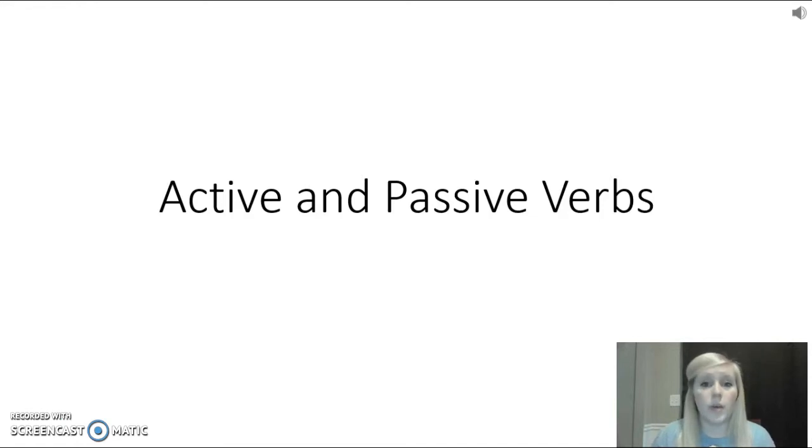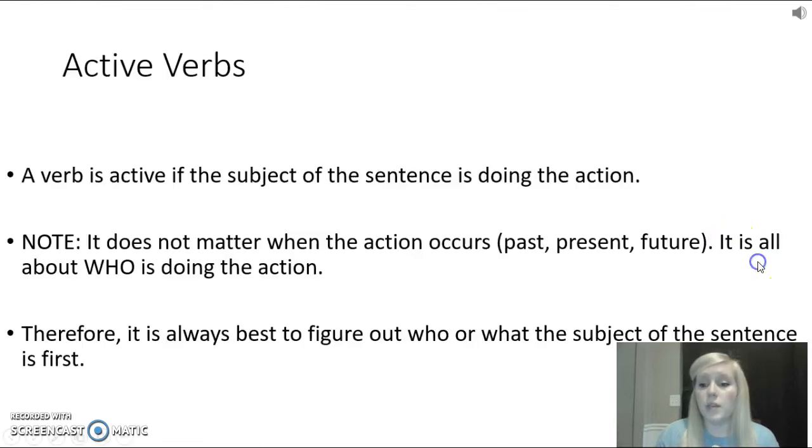So we're going to start with active verbs. A few things that you should know: a verb is active if the subject of the sentence is the one doing the action. As a note, it does not matter when the action occurs. It can be in the past, the present, or the future, but it's all about who is doing the action. Therefore, it's always best to figure out who or what the subject of the sentence is first before you try to figure out if the verb is active or passive.